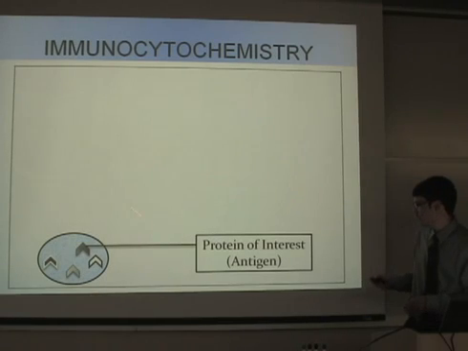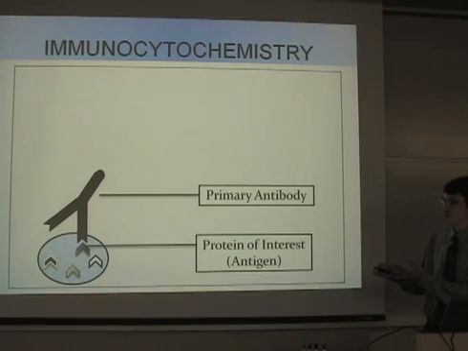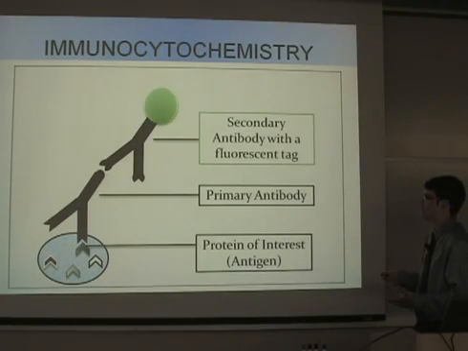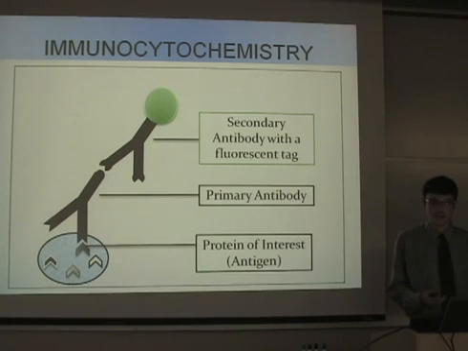We have a protein of interest, which can also be called an antigen. We have a primary antibody, which binds to this protein of interest, and afterwards we have a secondary antibody, which contains a fluorescent tag. What this fluorescent tag is going to do is allow us to visualize the cell under the microscope.